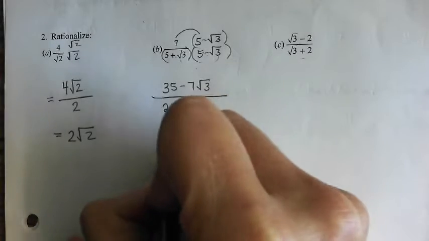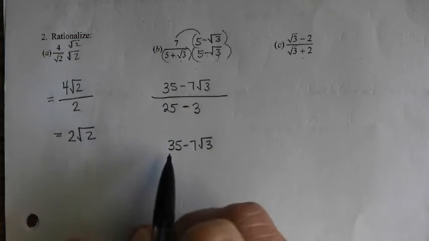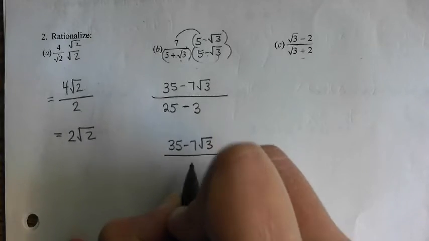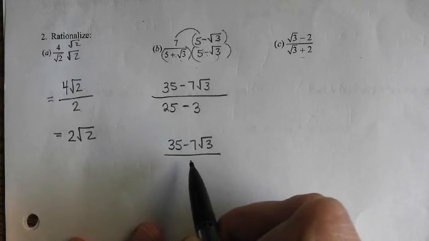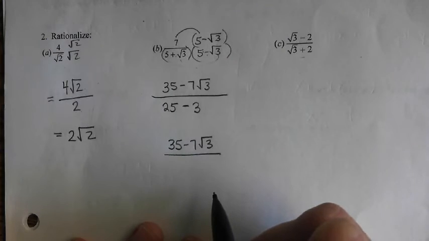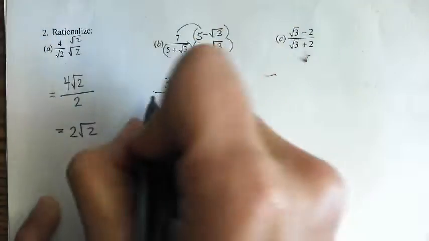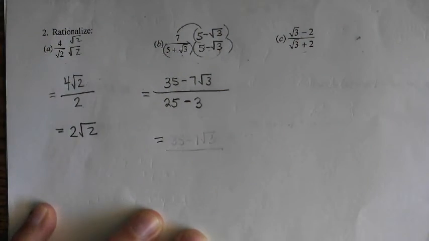35 minus 7, not to the root 3. Over 25 minus 7. I already wrote that. I actually think that it would just be... I have to go one more step with this. Just simplify that one step more.